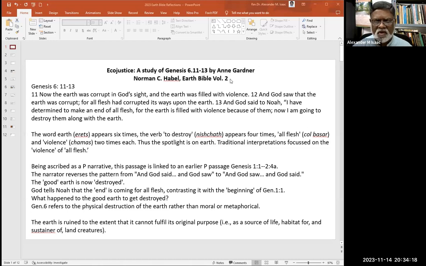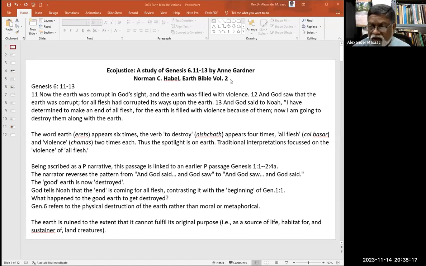We are going to decipher the meaning of this passage. Now, God tells Noah that the end is coming for all flesh, contrasting it with the beginning of Genesis 1:1. In the beginning, when God created the heavens and the earth, that's how it begins. The beginning is now coming to an end. And the question is, what happened to the good earth to get destroyed? Genesis 6 refers to the physical destruction of the earth rather than moral or metaphorical destruction. Therefore, we are concerned about the physical destruction of the earth with the flood. And the earth is ruined to the extent that it cannot fulfill its original purpose.